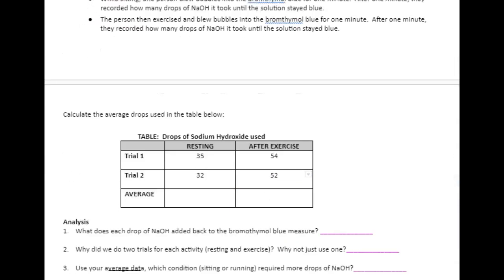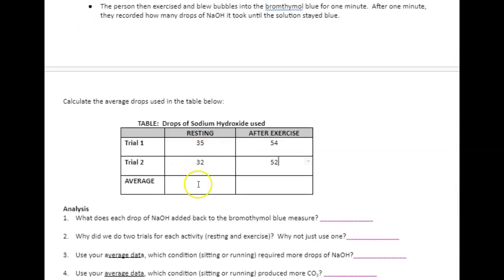So you need to calculate the average. So remember, adding these two up and then dividing by the total number, so 2. So add these up, divide by 2 to find the average, and then answer the questions.